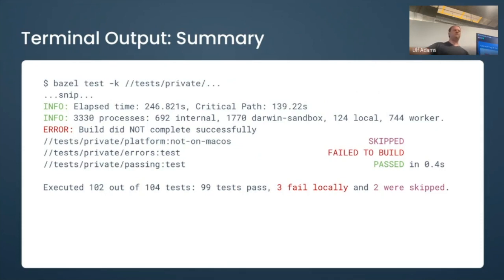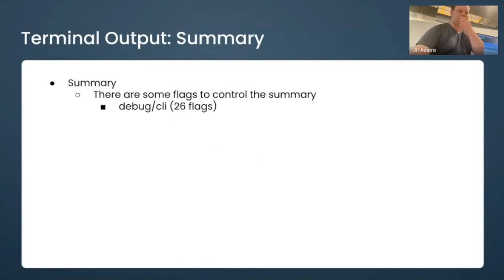Which again takes out one of the steps, right? I have a test target that failed. Okay, my next step is to look at the test log to see how many test cases failed, which test cases failed. And that's information that Bazel could actually just automatically collect for me and just show me here. And I can skip a step in my workflow. And as I mentioned, there are some flags to control that.